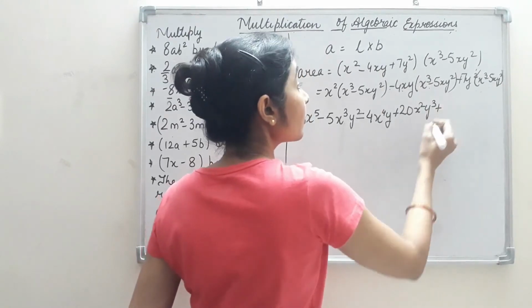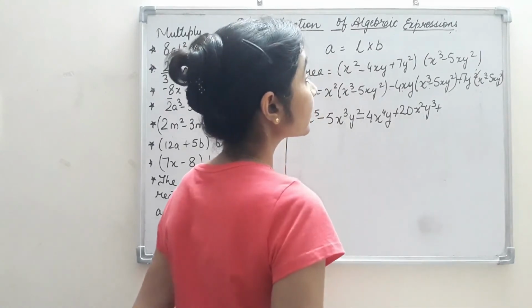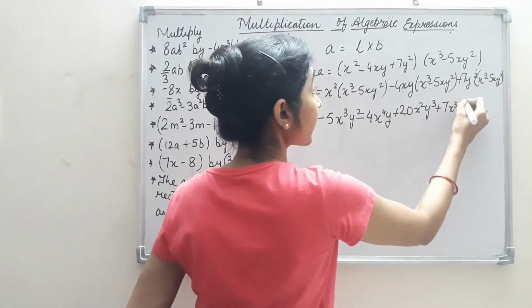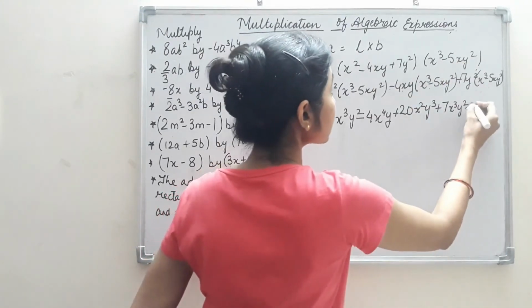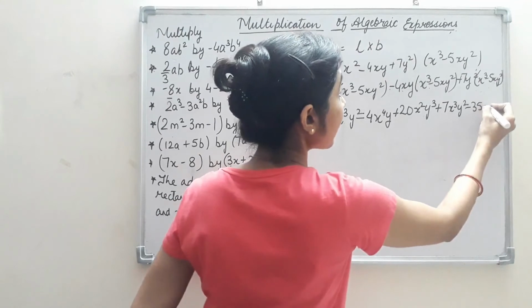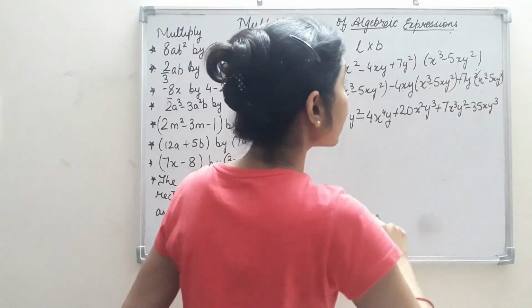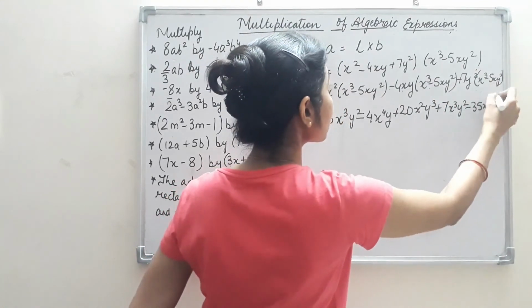Okay, now positive 7y square into positive x cube. That gives me 7x cube y square. And positive 7 into negative 5 gives me minus 35, and the variables are x, y cube. Only y is here, and here we are having y square, and here we are having again y square, so it will be y raised to the power 4.